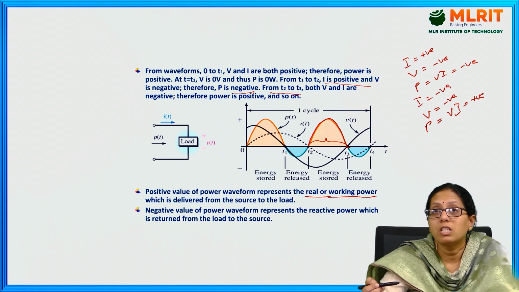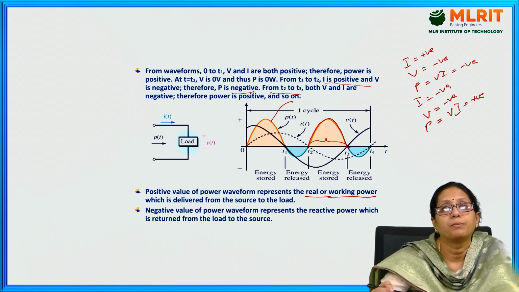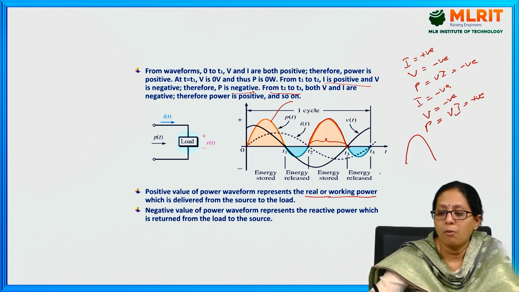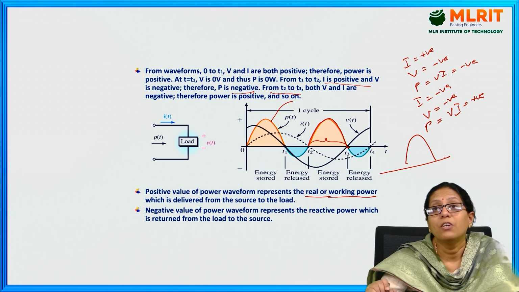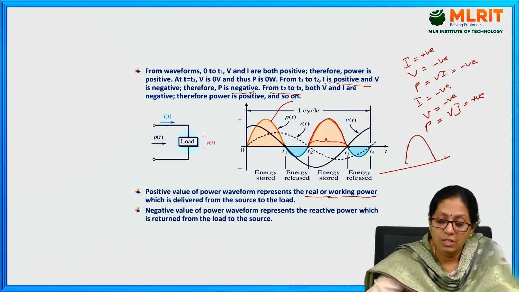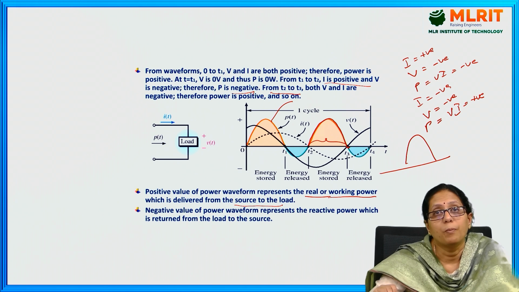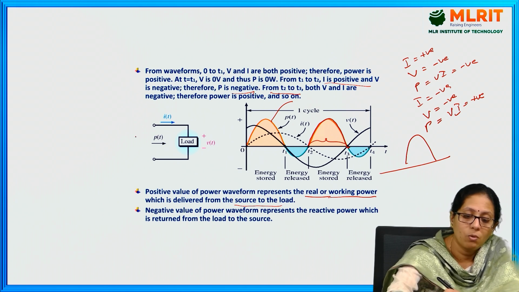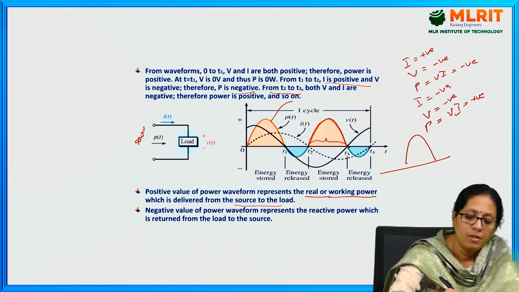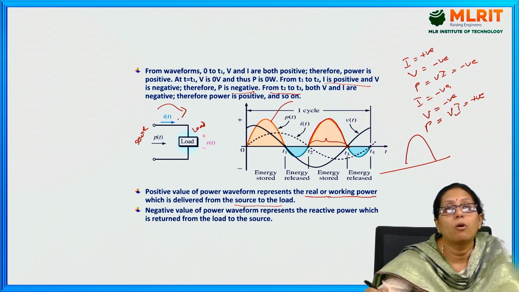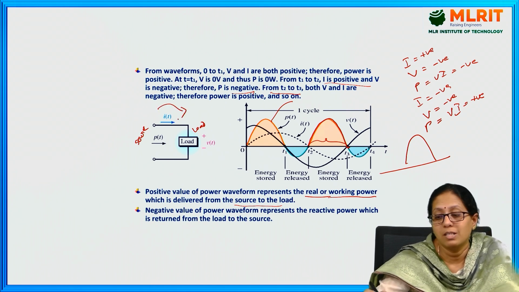The positive power, that is this point. The positive point shows you the real or the working power, which is delivered from the source to the load. This is your source, this is your load. So how much power is being delivered from source to load is nothing but your real or working power.